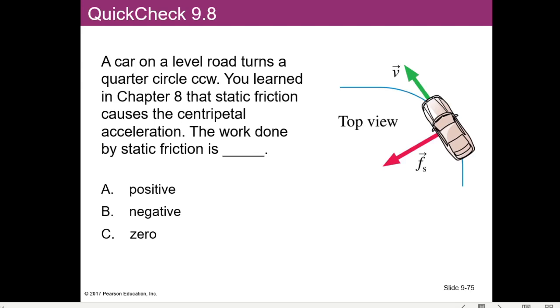Okay, so what is the work done by static friction? Well, we just found out that a centripetal force, the force that makes you go in a circle, can't do any work. Why? Because it is at right angles to the displacement. So I'm going to say that the work done by static friction here is 0.